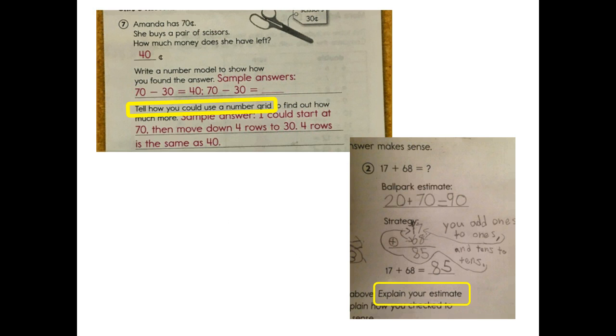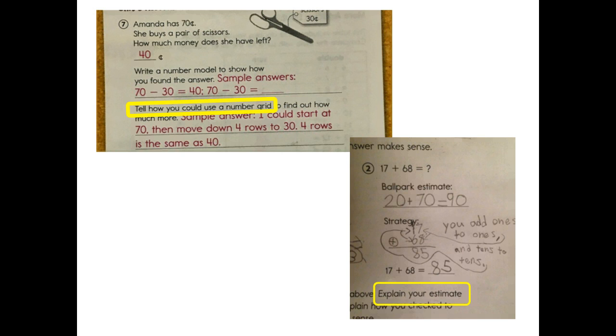There's another place where I think simplicity is the order of the day. Let's start with the bottom one. It's a little easier to see. The problem is 17 plus 68. To begin with, make a ballpark estimate, which is good. Ask for the strategy. There's a beautiful strategy annotated here. And then it's a bit overkill to explain the estimate. We've explained the strategy. We've made the estimate. I think at some point, time is of the essence and we can lay off.